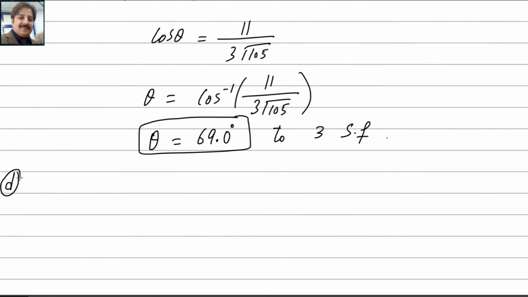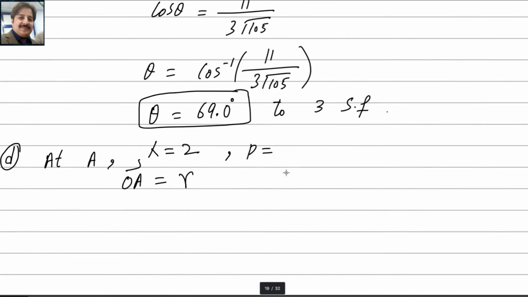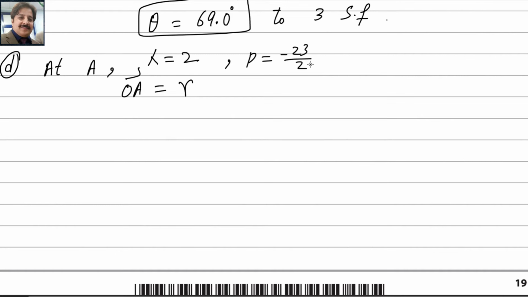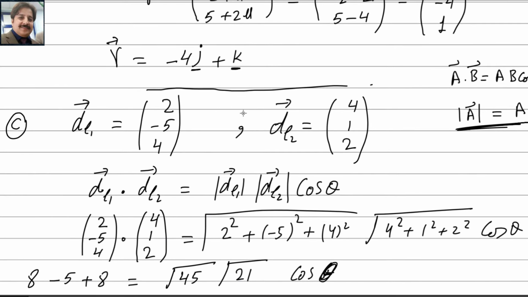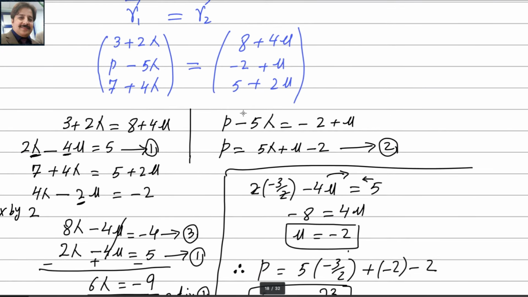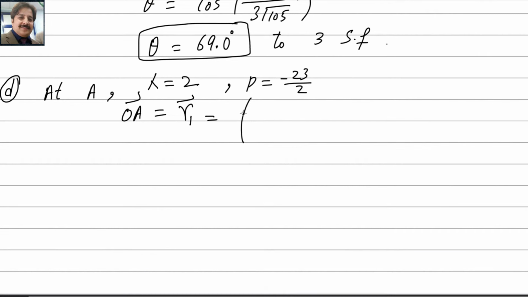The position vector for A is represented by OA, and this will be equal to r at A, and the value of lambda is 2. We know the value of p is negative 23 over 2. We already got it. p remains constant, it will not change, but lambda will change. So this will be equal to r1, and we can use this r1: 3 plus 2 lambda, p minus 5 lambda, 7 plus 4 lambda. I'm writing it as is, so it will be easier for me. Plug in the values and we will get the position vector for OA.